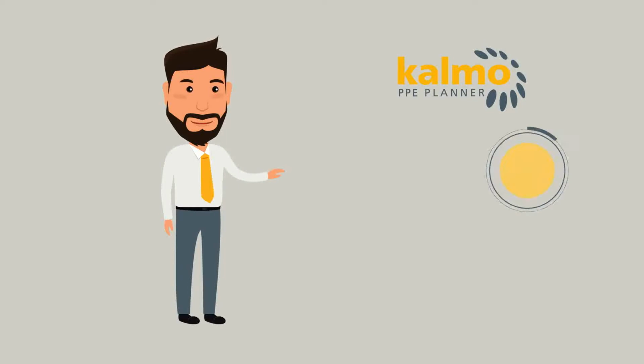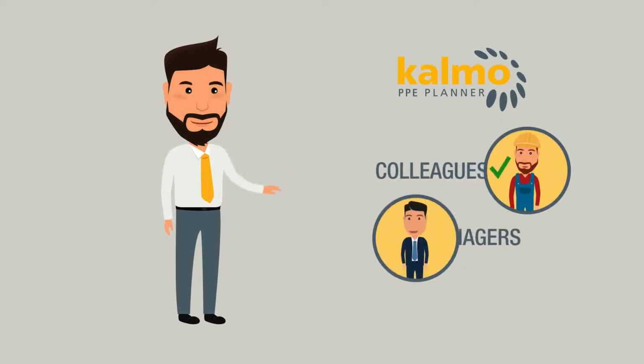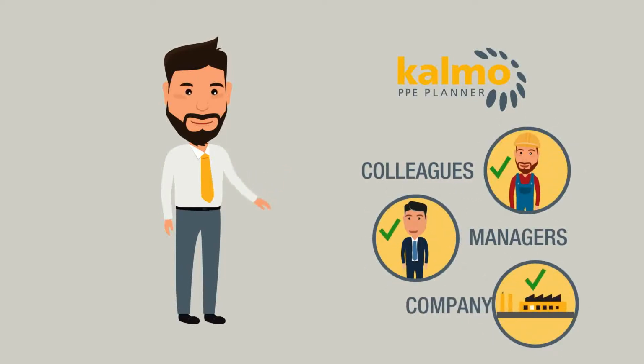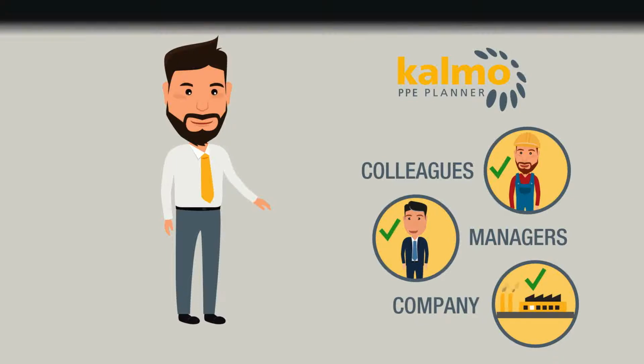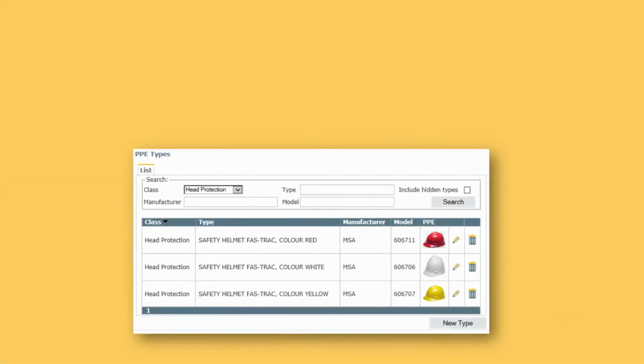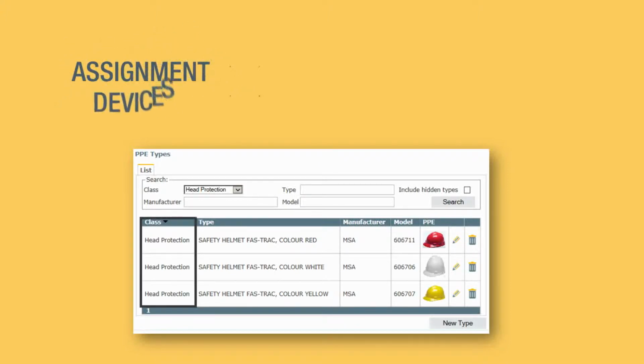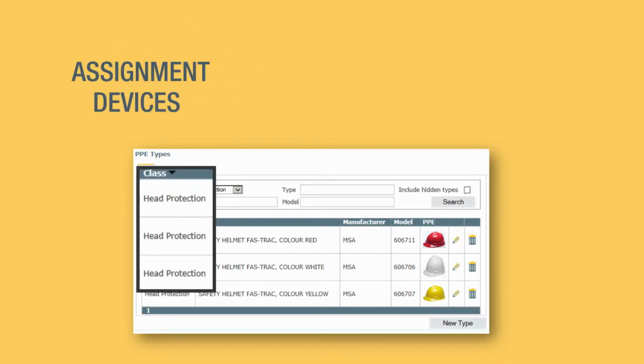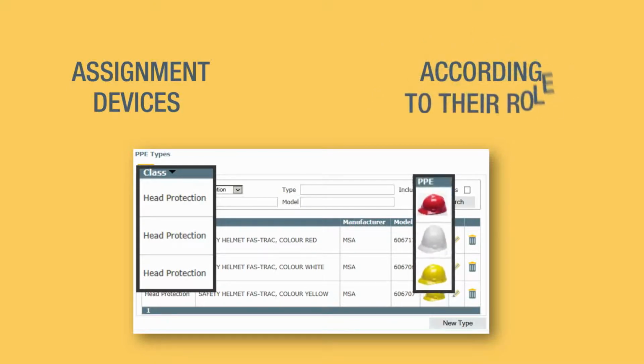With the PPE Planner, the safety of colleagues, managers, and the entire company is safeguarded. It is the software for employee workplace safety with which Paolo always has under control the assignment of the devices prescribed by regulations for each employee, according to their role.